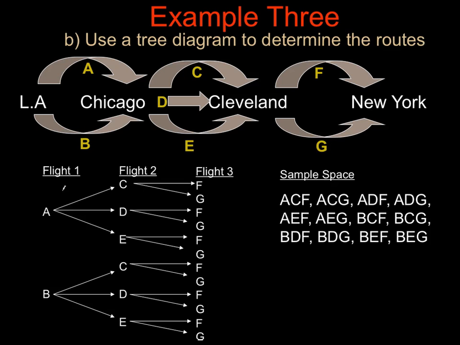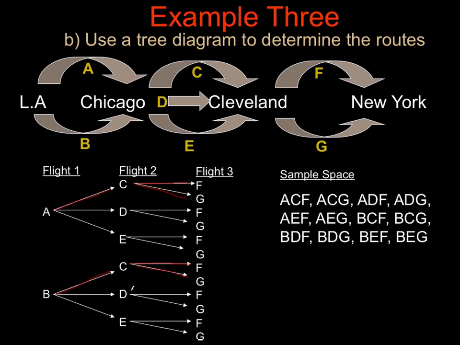So we just start off with flight 1, which would be A and B, and then branching off of that we have our second flight, which could be C, D, or E, and that can be in both of the situations. And then branching off from that, it would be flight 3. So whichever pathway you're on, if you go A to C, then you could still take F or G. Notice if you went B to C, you could still take F or G. And so this tree has 2 sets of branches.